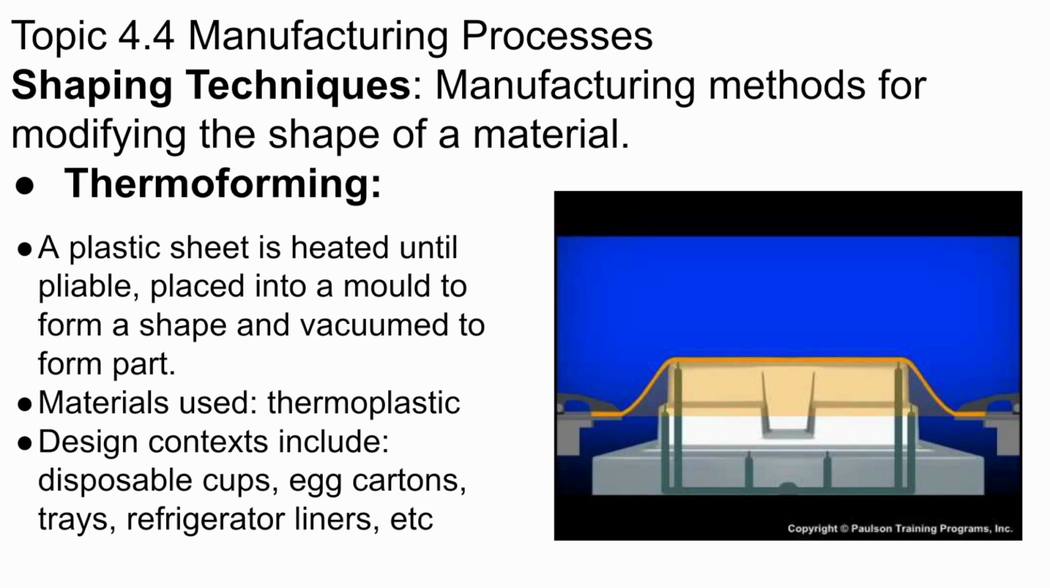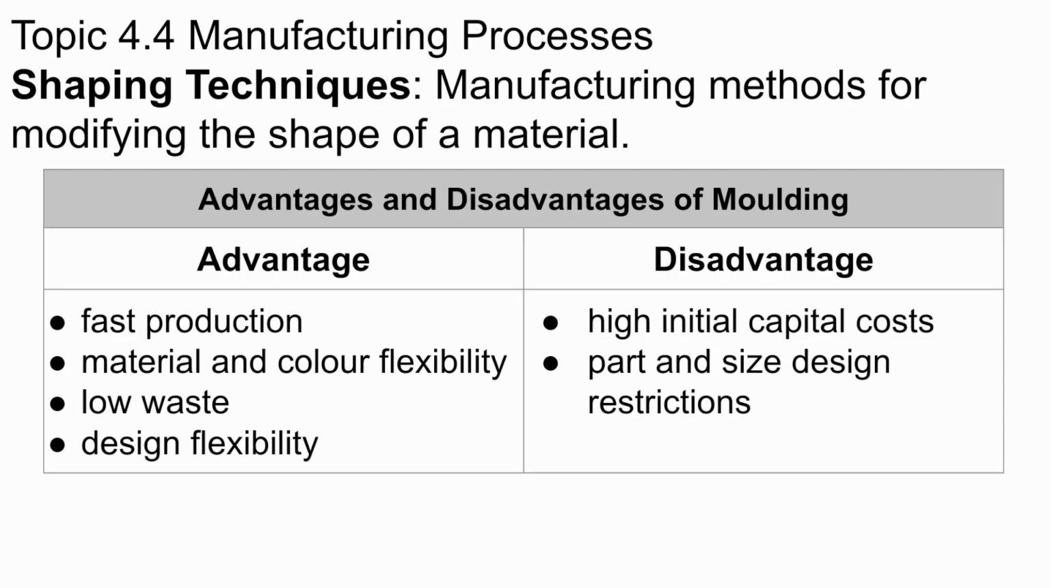The materials used are thermoplastics, and the design contexts include disposable cups, egg cartons, trays, refrigerator linings. We actually have a vacuum former in our lab. So the advantages of molding is fast production. You have the material and color flexibility.